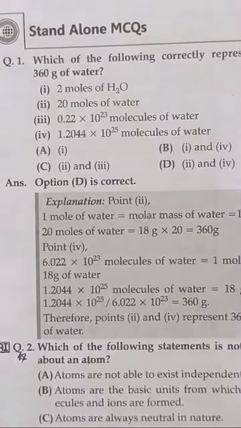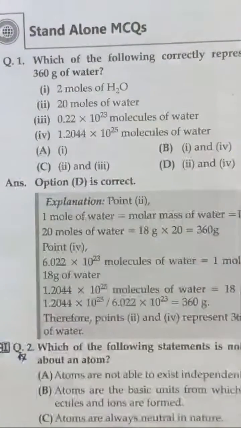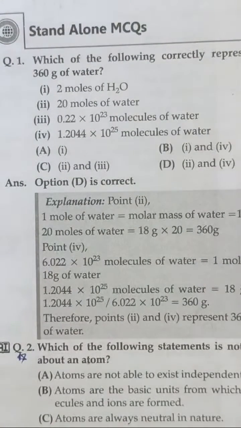Question number third: the chemical symbol of nitrogen is N2. The chemical symbol of sodium is? Answer is Na.